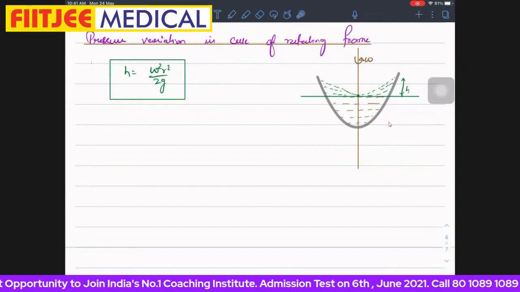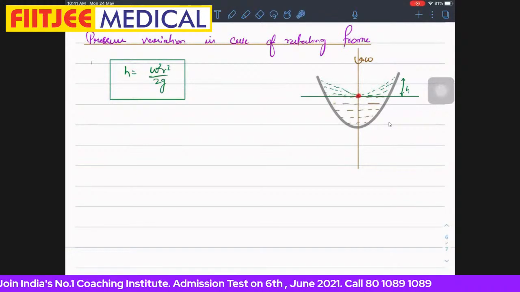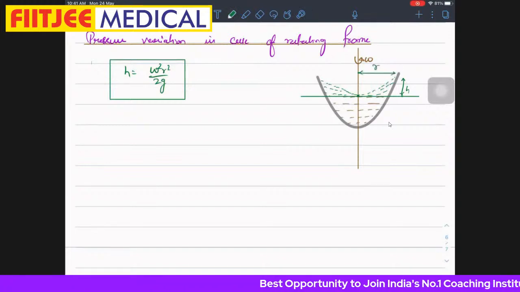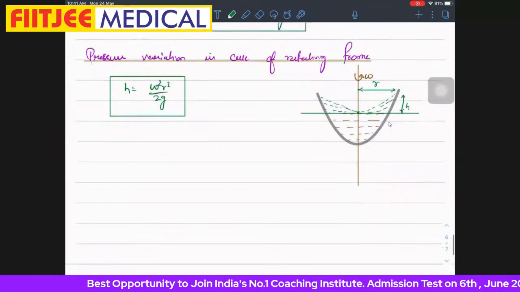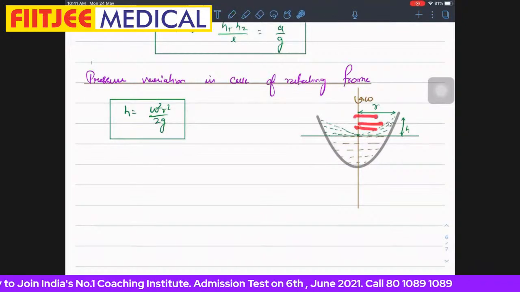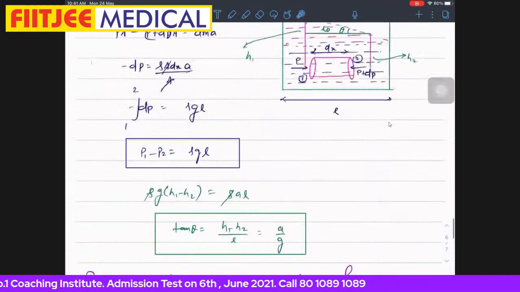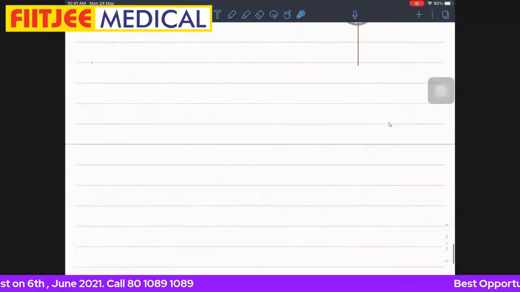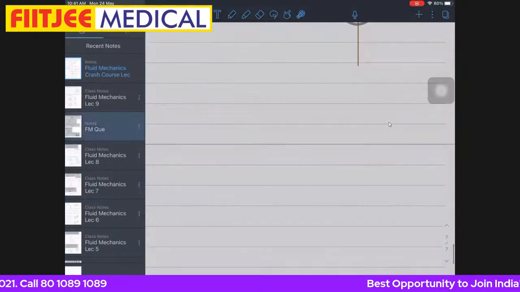So try to understand what h is. It is measured from the point where it is rising. What is the maximum height? And r here will be the radius. So at different points, the height will be different because r is different. So this is what we have discussed, the variation of pressure in case of liquid. Now let's do some questions based on this.